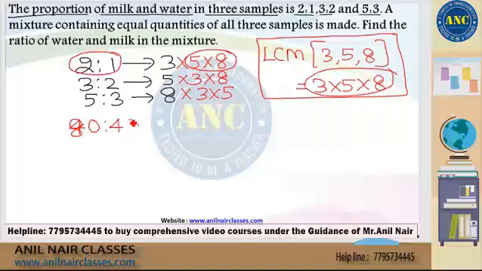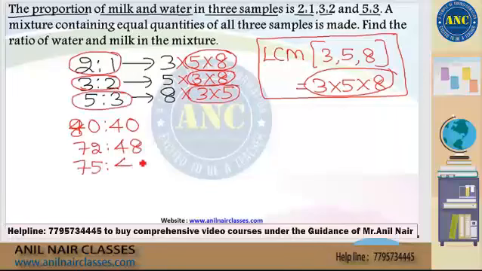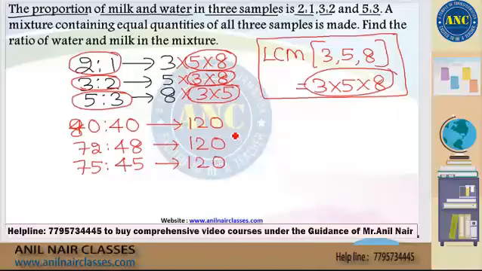2:1 becomes 80:40. Right? It is 80:40. Similarly, 3:2 I should multiply with 3 into 8, 24. 24 into 3 is 72. 24 into 2 is 48. 5:3 times 15 is 75:45. Check it out if you want. 80 plus 40 is 120. 72 plus 48 is 120. 75 plus 45 is also 120. I am making it equal.